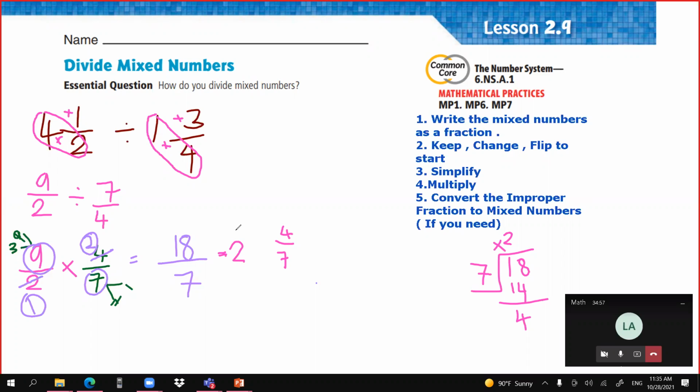No, you mean here? No need. No, stop here. If we have composite over prime and they cannot be divided, keep it as it is.